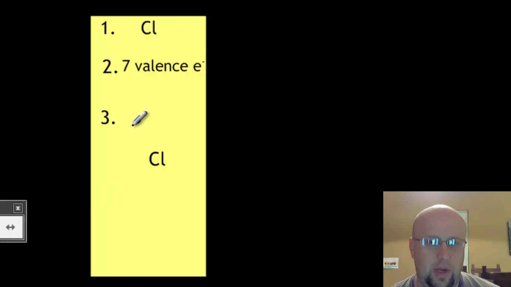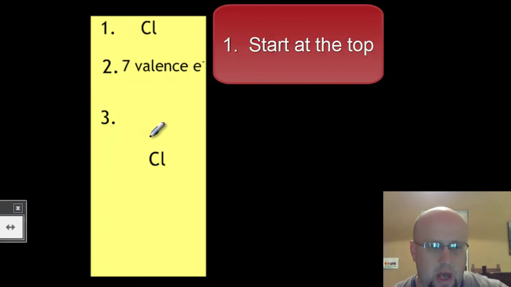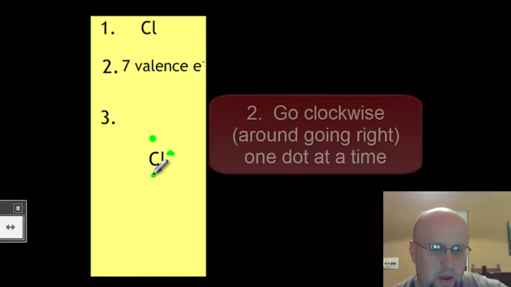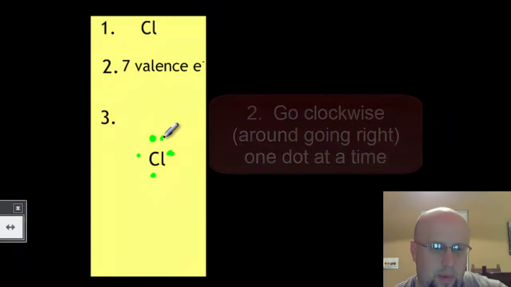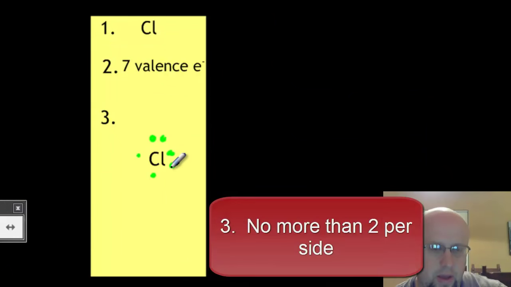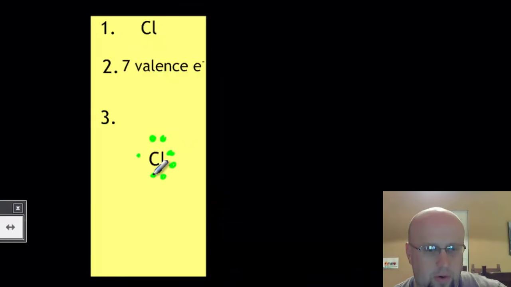And then what you do is you're going to draw dots around the symbol to represent the electrons. And the way it works is that you always start at the top and you put one around each side, okay, going clockwise, which means around this way. And then when I get back to the top, I put the second one in, okay? So that's 6 and 7. And so total, I have 1, 2, 3, 4, 5, 6, 7 valence electrons.